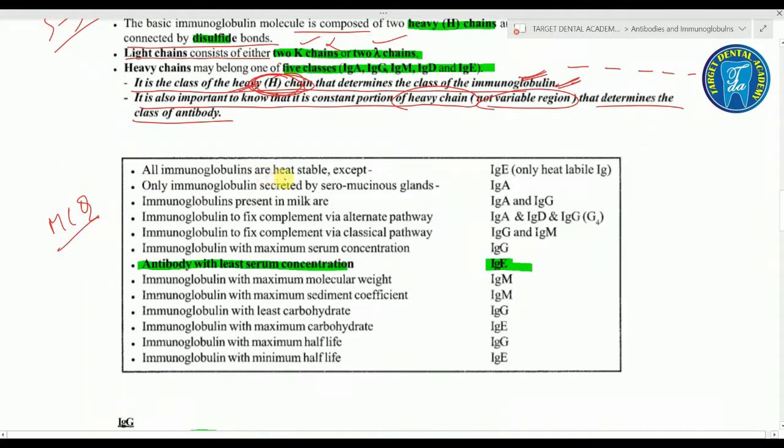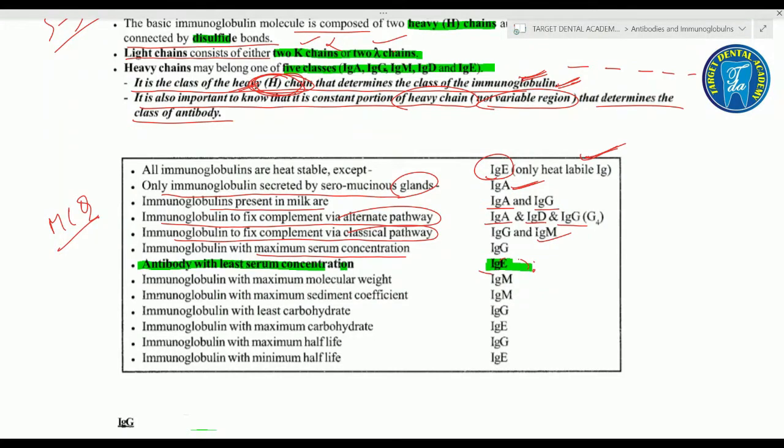All the immunoglobulins are heat stable except IgE. It is the only immunoglobulin which is heat labile. The only immunoglobulin secreted by the seromucinous gland is IgA. Immunoglobulins present in the milk are IgA and IgG. The immunoglobulins that fix complement via the alternate pathway are IgA, IgD, IgG. Immunoglobulins that fix complement via the classical pathway are IgG and IgM. The immunoglobulin with the maximum serum concentration is IgG. The antibody with the least serum concentration is IgE.